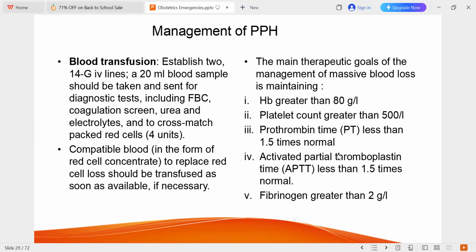A lot of times we don't have to get an Hb of 10. If you can get 8 grams per dL, and a platelet count greater than 50, with all these other parameters, this should be the goal of managing massive obstetric hemorrhage.